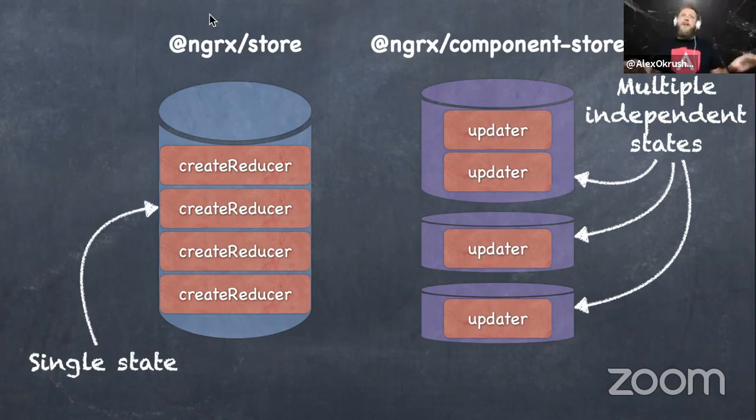And by the way, NgRx store and NgRx component store can be together in one application. Moreover, NgRx component store could be used with any of the global state management libraries like Akita, NGXS, or whatever you want. It has no dependency on the global one. It's basically a single file, to be honest, and there's one extra operator.